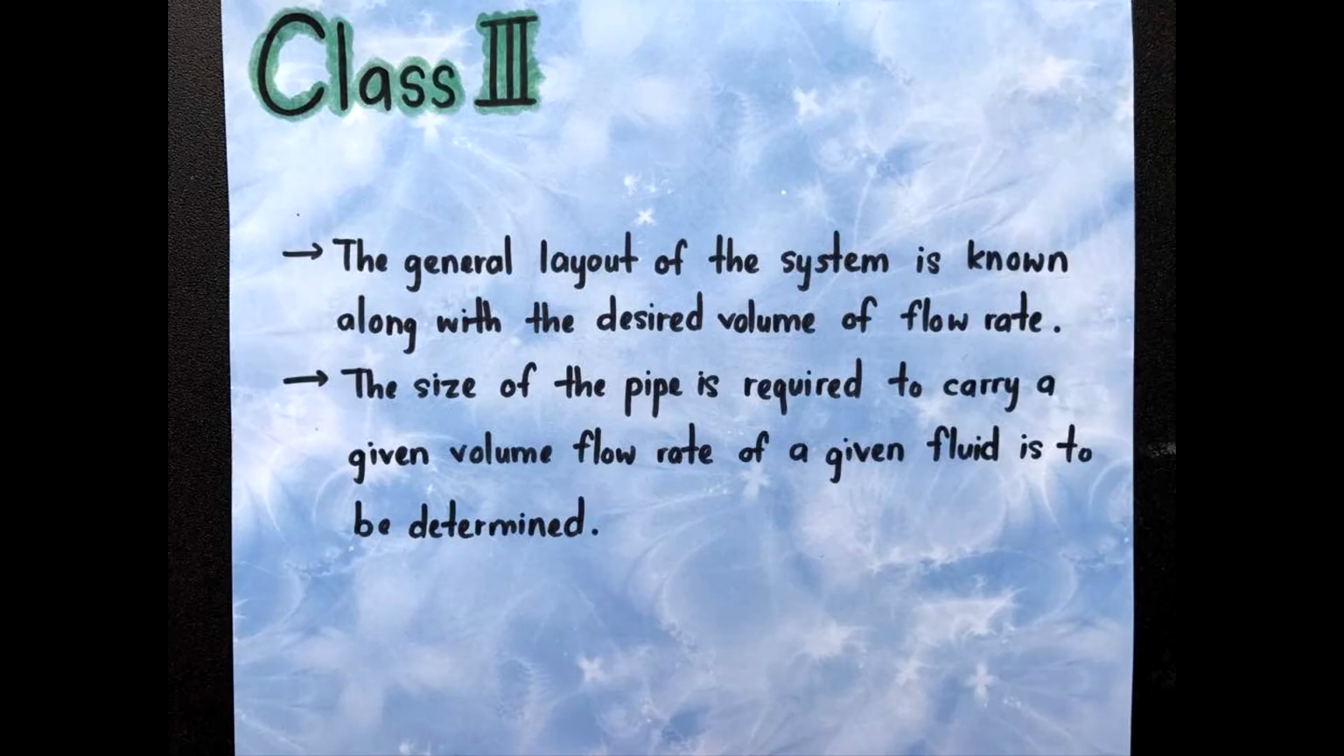While for class 3 in the pipeline system, the general layout of the system is known along with the desired volume flow rate, and the size of the pipe required to carry a given volume flow rate of a given fluid is to be determined.